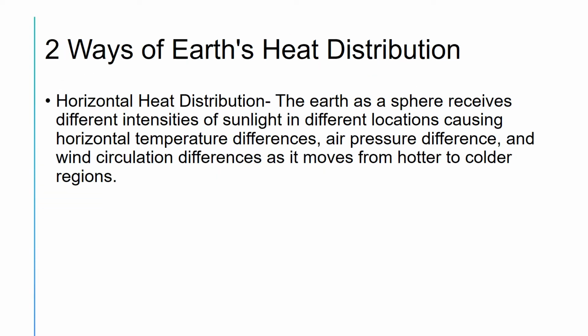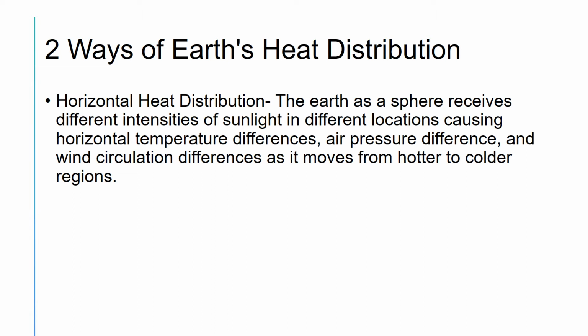And next, we have the horizontal heat distribution. So the Earth as a hemisphere receives different intensities of sunlight in different locations, causing horizontal temperature differences, air pressure difference, and wind circulation differences as it moves from hotter to cold regions.